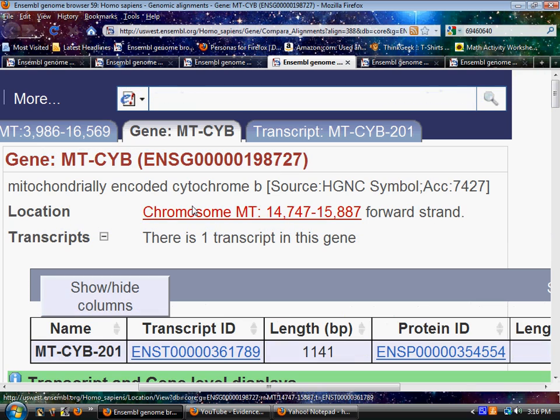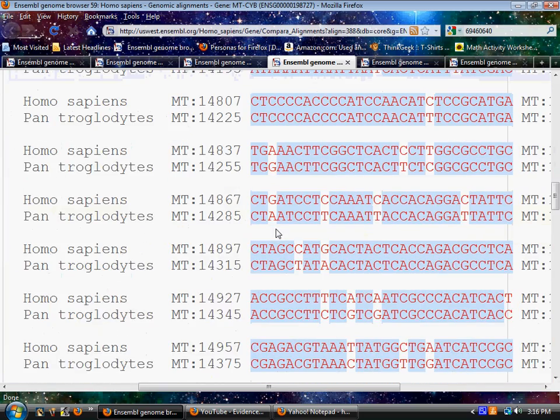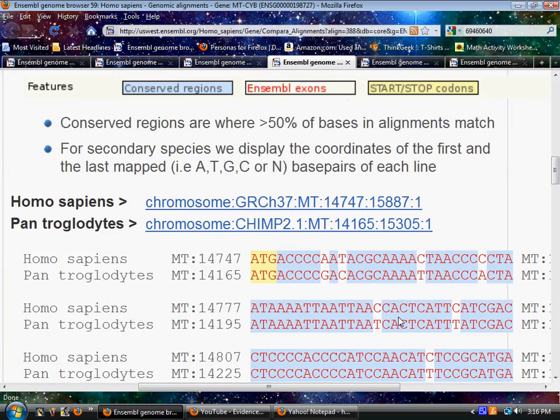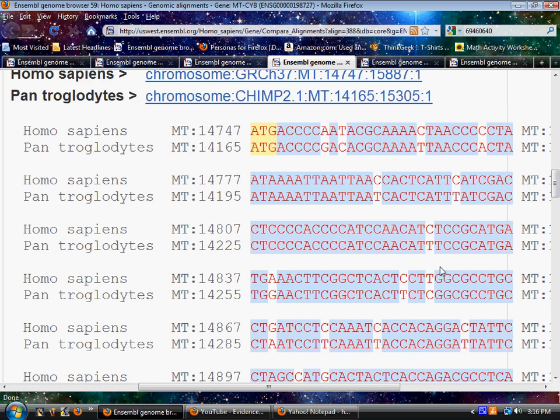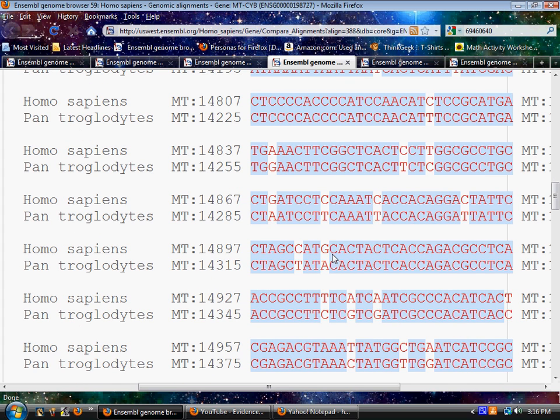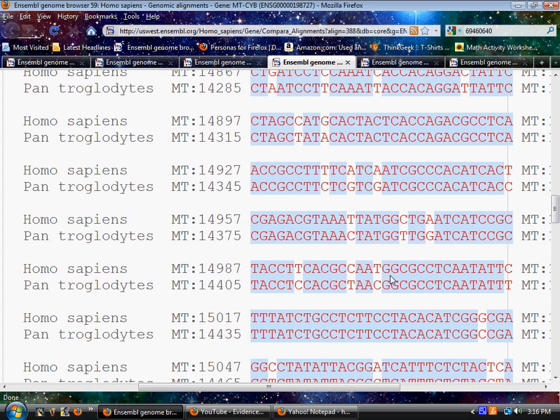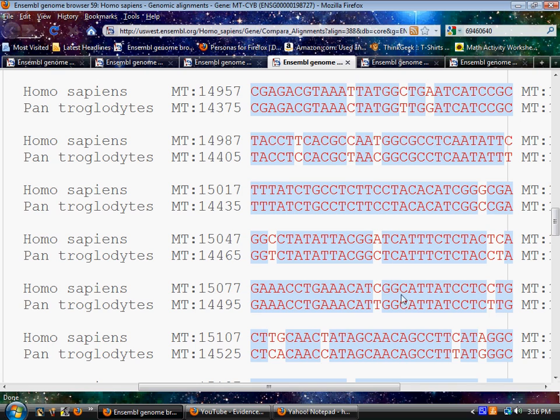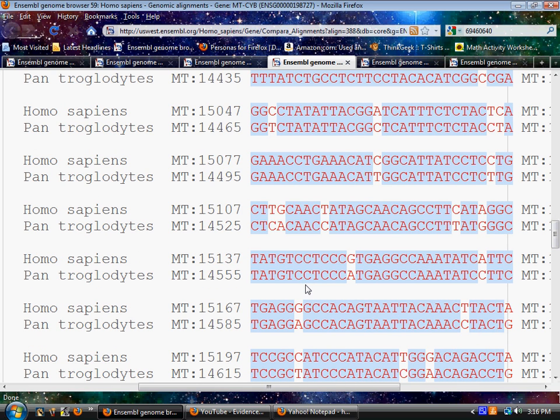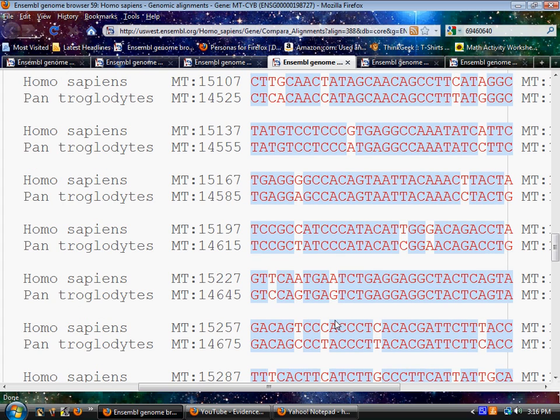Let's look at another one. Here we have cytochrome B, mitochondrial DNA, and all we have to do is look for an AG difference, so we have GA. You just look through and see which ones are for glutamic acid and which ones aren't, because some of these substitutions obviously are not glutamic acid, but some of them are.